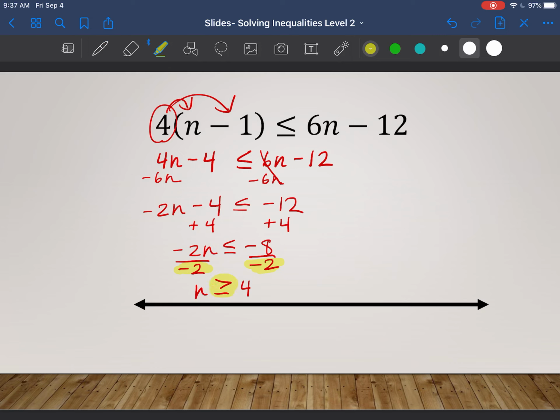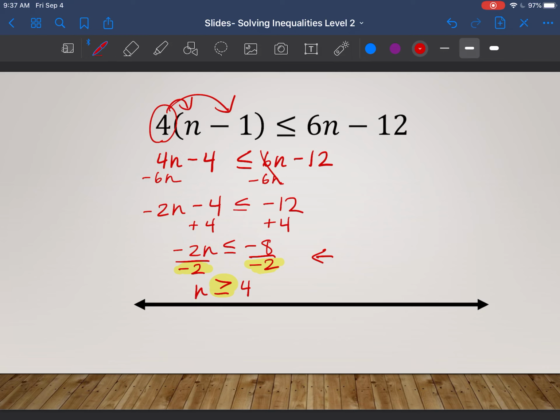So anytime you're solving an inequality, the inequality symbol is only going to flip one time, and it's always going to be in the last step, because that's when we're multiplying or dividing by a negative in the last step. So one flip per problem, and it happens in the last step.